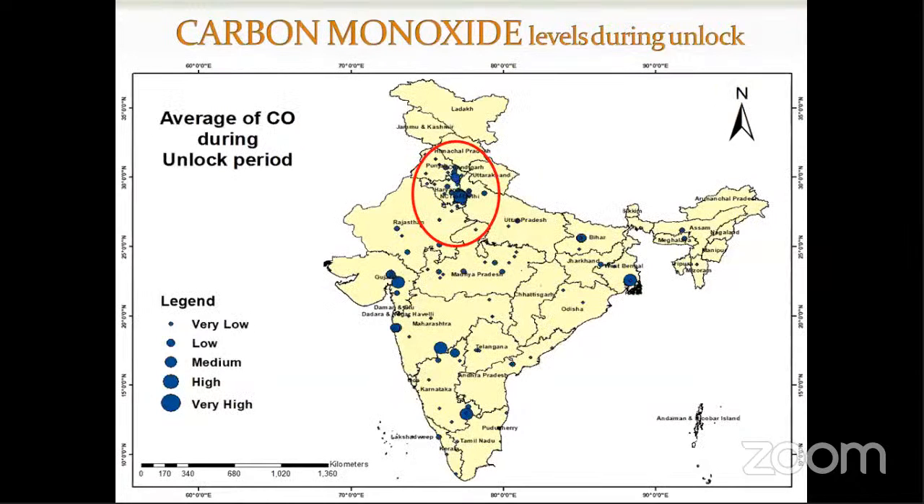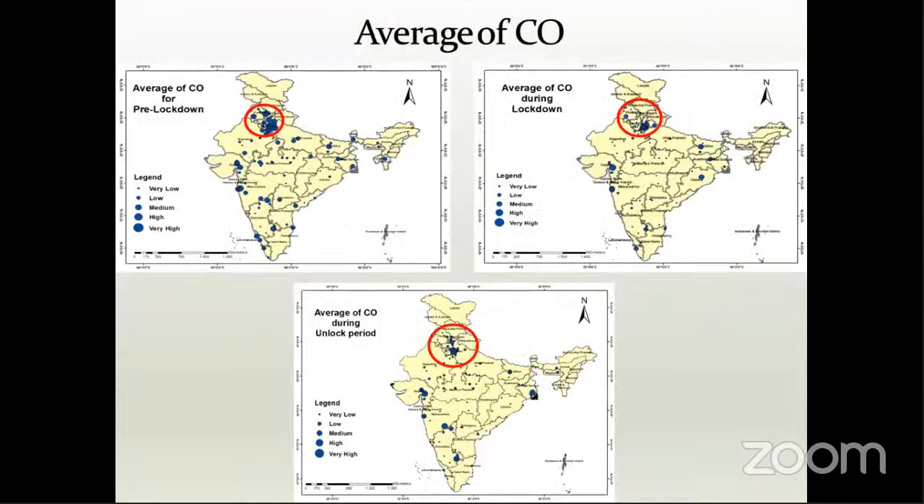During the unlock period, even though it is showing as very low, I have only calculated data till 1st of September. So this is just a result of the lockdown. These are the maps showing the comparison between the three periods, pre-lockdown, lockdown, and unlock. And it clearly shows that the level of concentration of carbon monoxide has reduced.